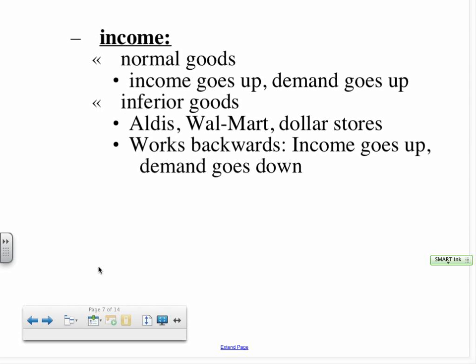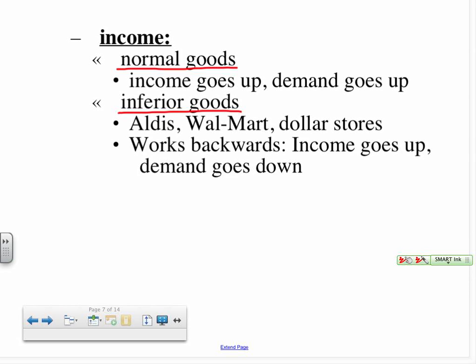Okay, the first factor is income. There are 2 types of things when it comes to income that you need to know. One is normal goods, the other is inferior goods. Now, normal goods, it's normal, just whatever. Where income goes up, demand goes up, and that makes more sense.